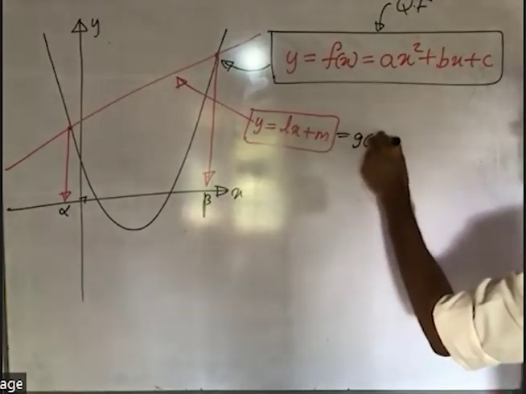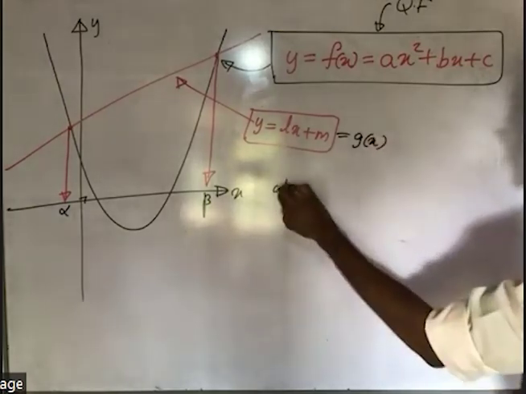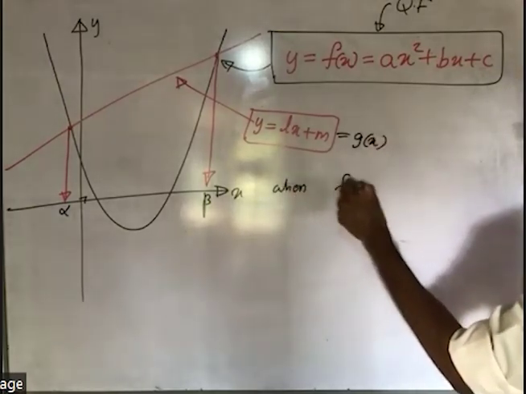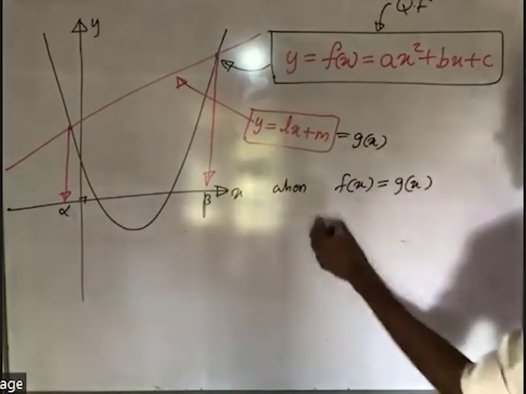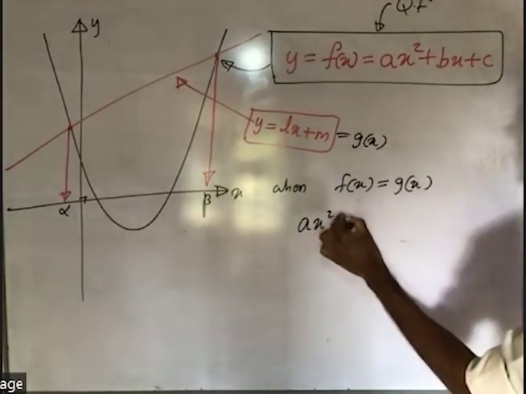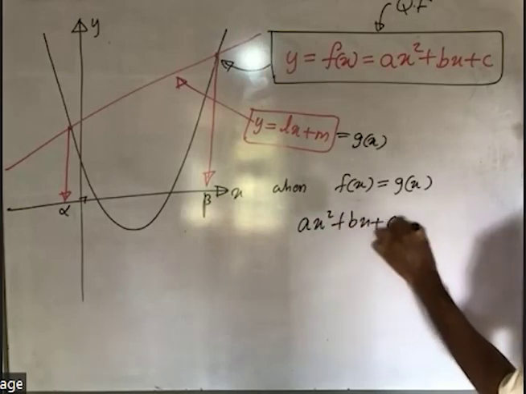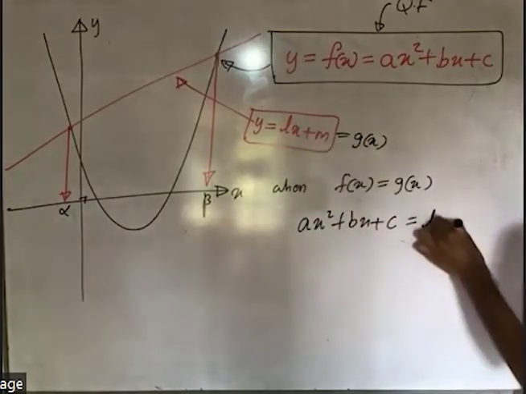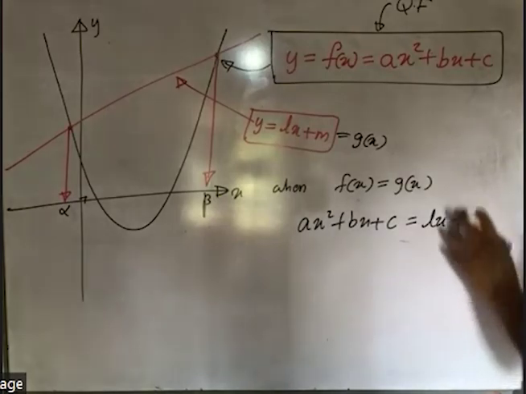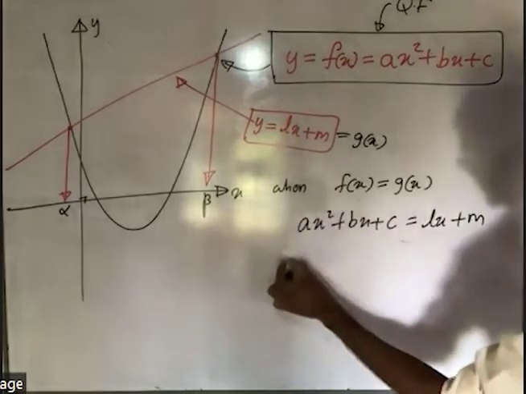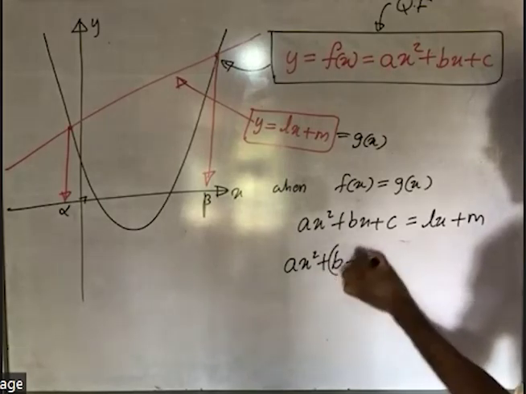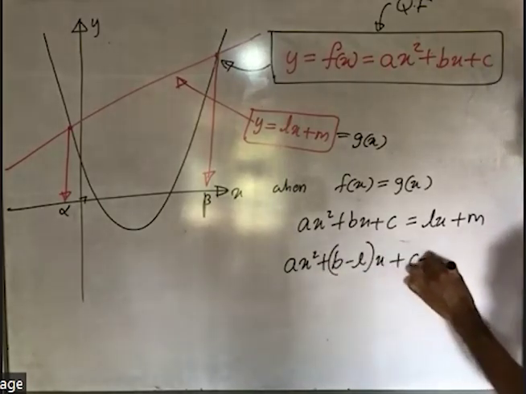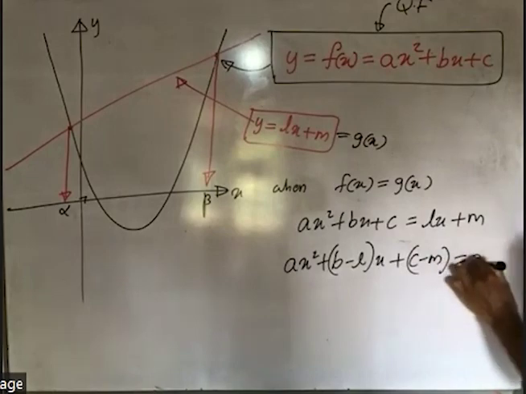I will take this function as g(x). So when f(x) equal to g(x), we have ax square plus bx plus c equal to g(x), which means lx plus m. So I will take all the terms to the left hand side. Then ax square plus (b minus l)x plus (c minus m) is equal to 0.